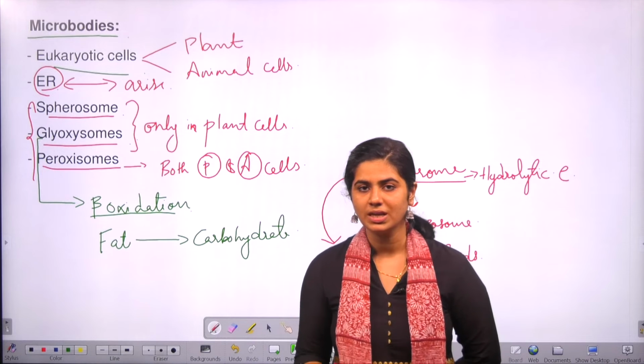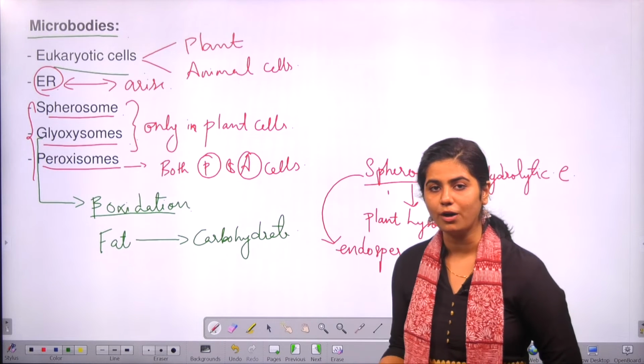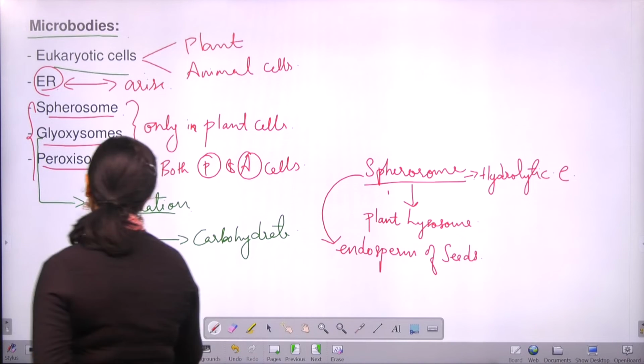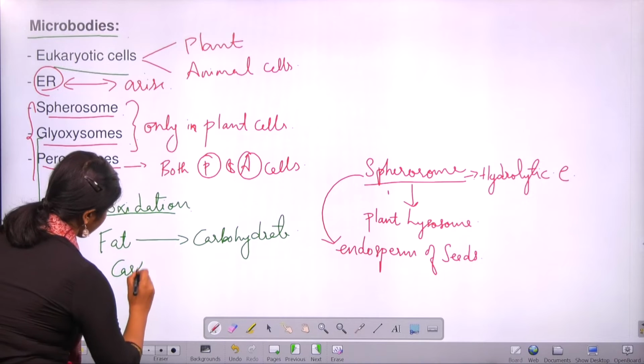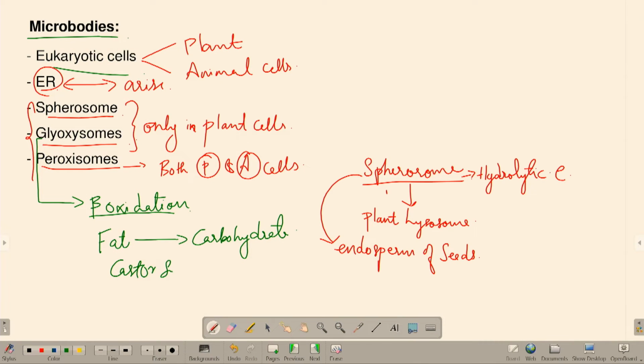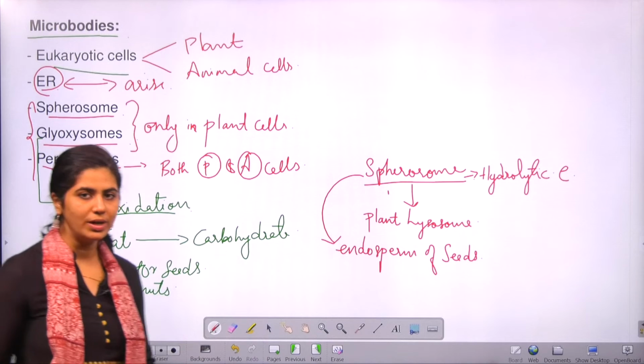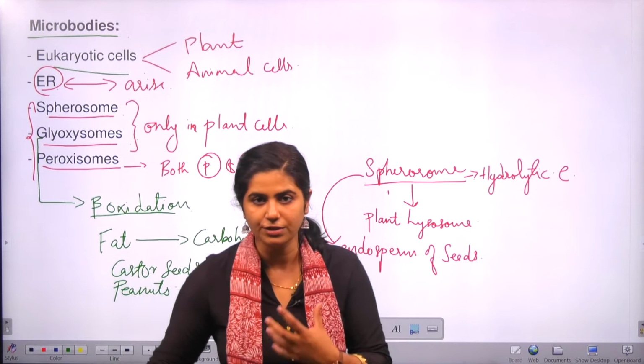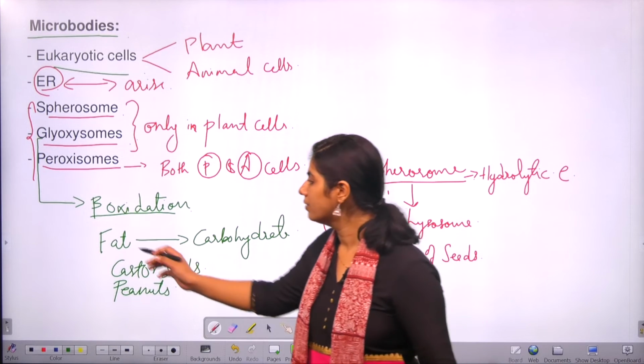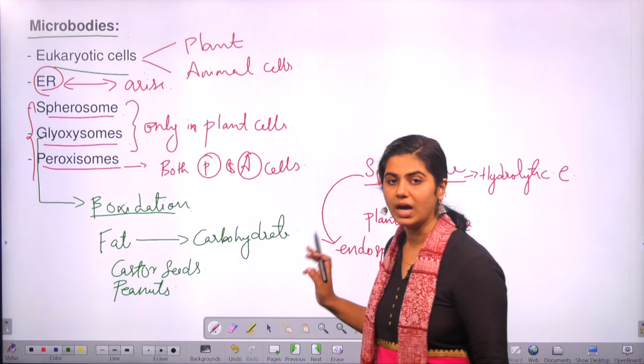So in some seeds the food is stored in the form of fat, such as castor seeds, and it is also seen in peanuts. So glyoxysome is present in the cell where the food is stored in the form of fat, and the function is beta oxidation, conversion of fat into carbohydrate.